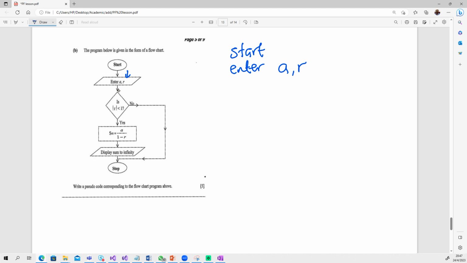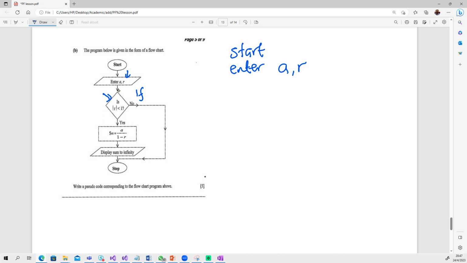I can put a separate one if I want. Enter a, then I say enter r here. Since they have been entered in no particular sequence, one after the other, I can say enter a, then enter the r. And what do I find next here? There's a diamond shape. Whenever you see this, always think of a condition, an if. Or is this the case?